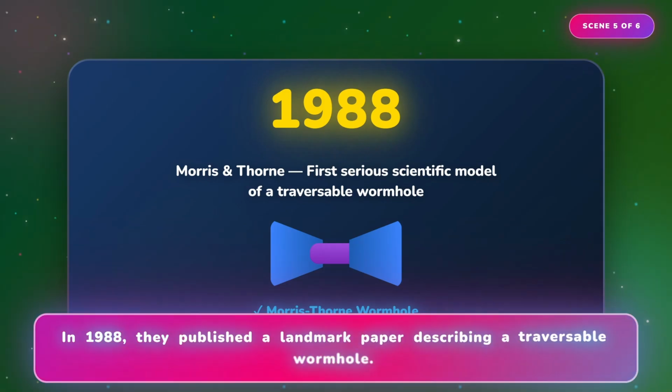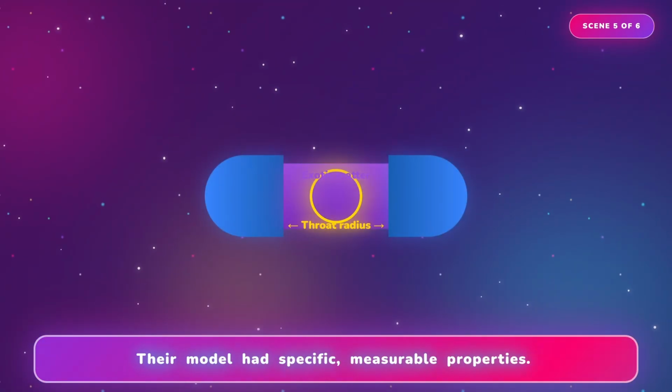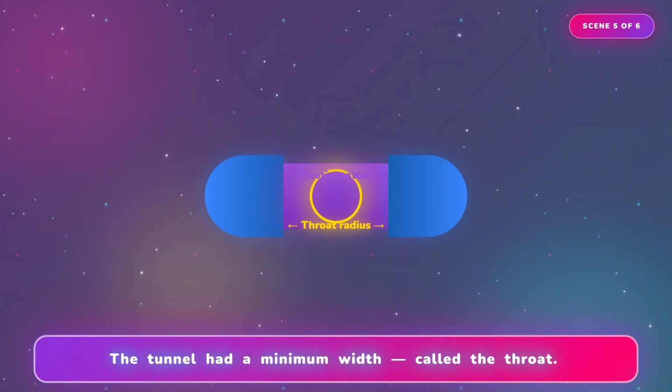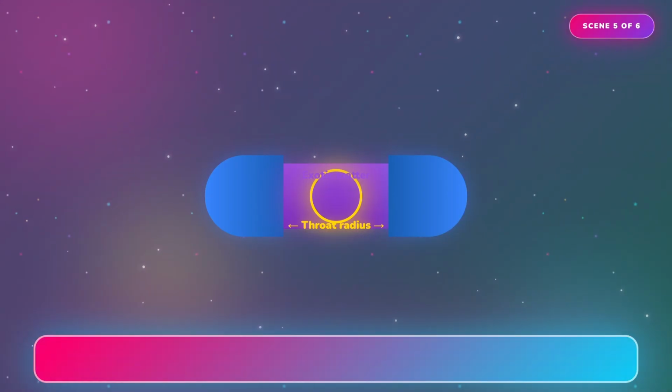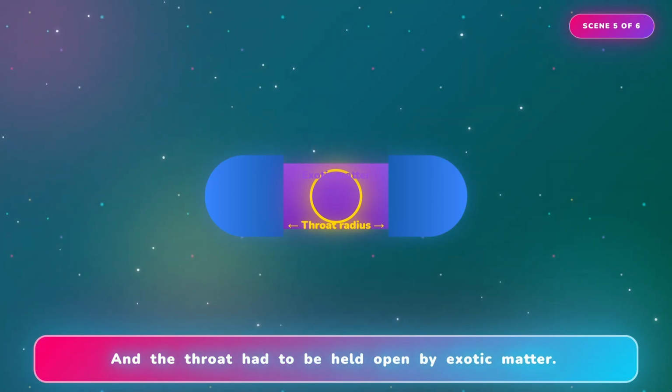In 1988, they published a landmark paper describing a traversable wormhole. Their model had specific, measurable properties. The tunnel had a minimum width, called the throat. And the throat had to be held open by exotic matter.